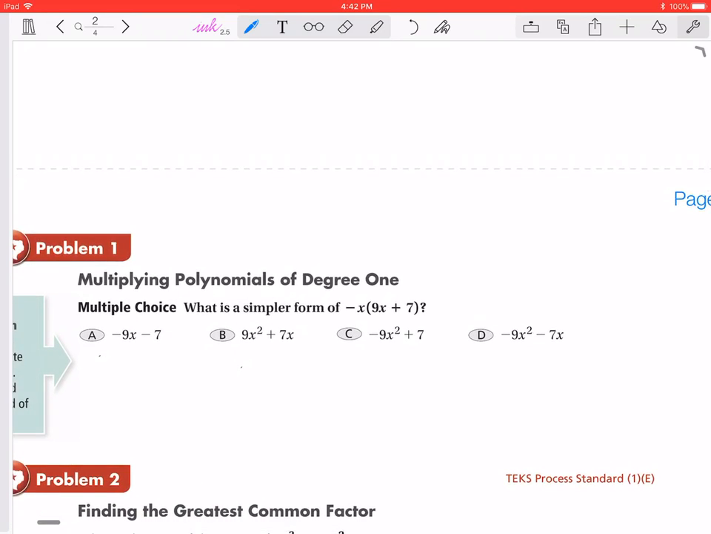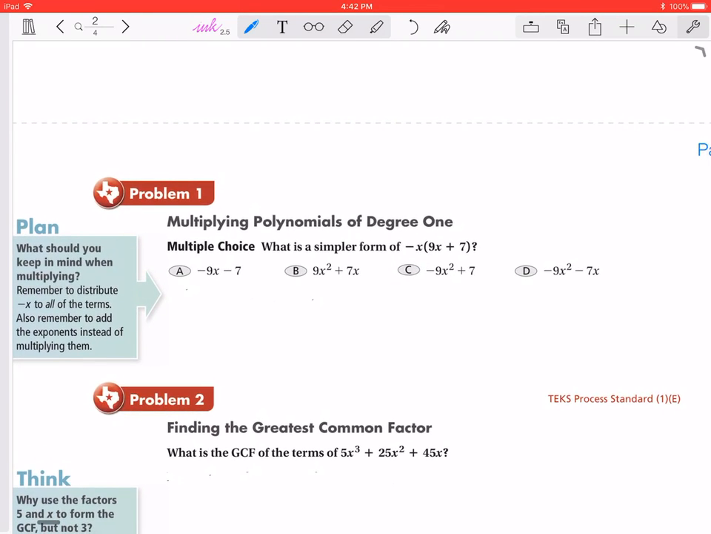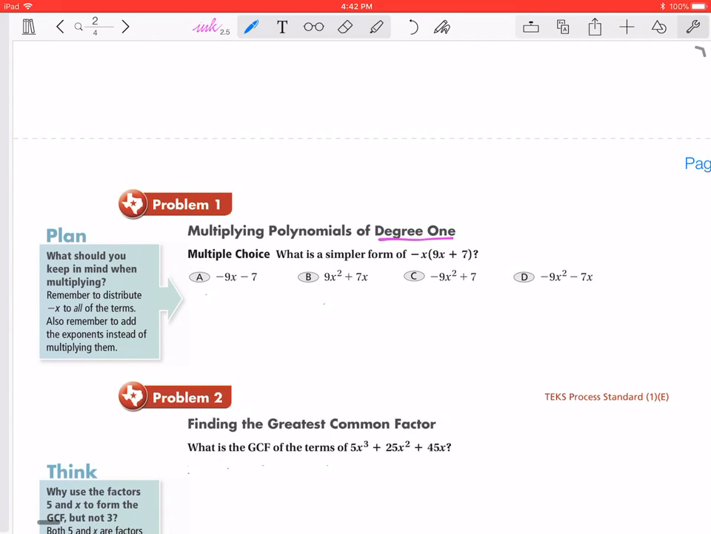All right, and again, we can look at it and reason it through that way. So now here we're going to have our first polynomial, and it's a polynomial only to a degree of 1. But if we think about it, it's going to become a polynomial of a degree 2 when we factor it, when we put it in a simpler form. And we need to remember that it's important that we distribute that negative x to all the terms inside our parentheses. So I'm going to say negative x times 9x plus negative x times 7.